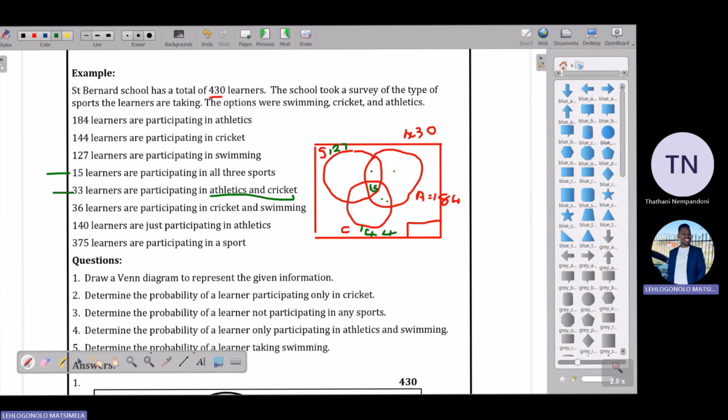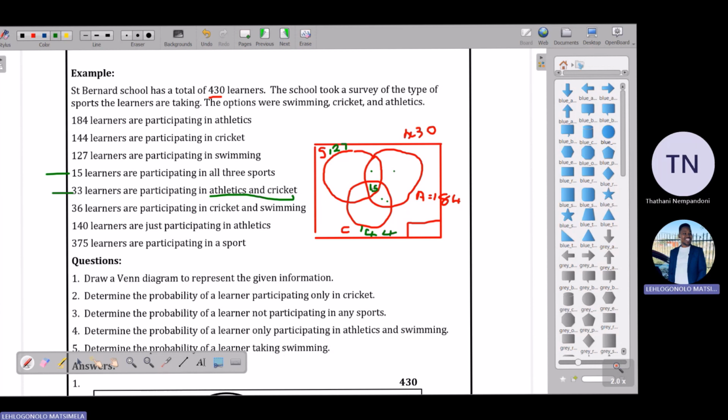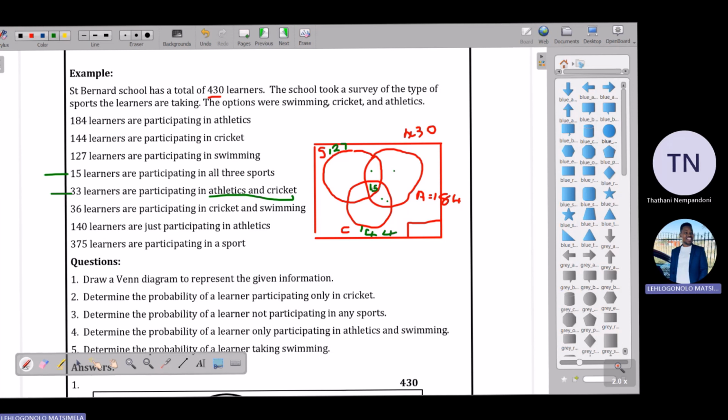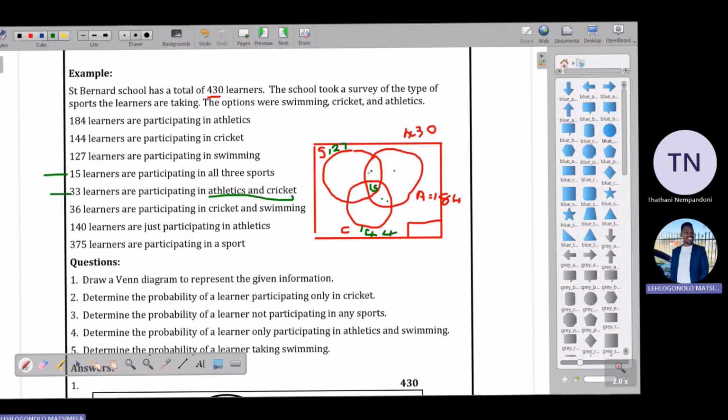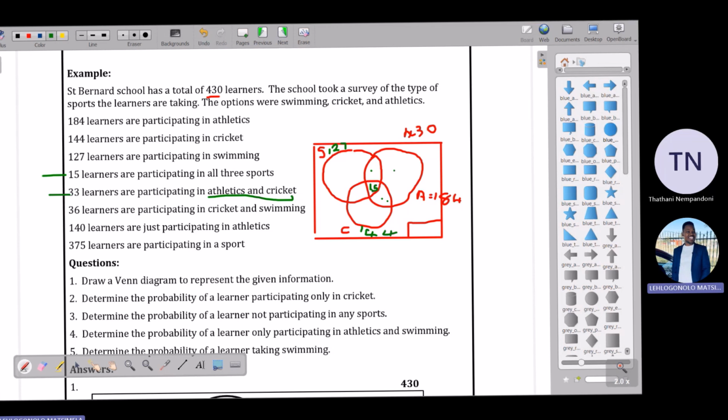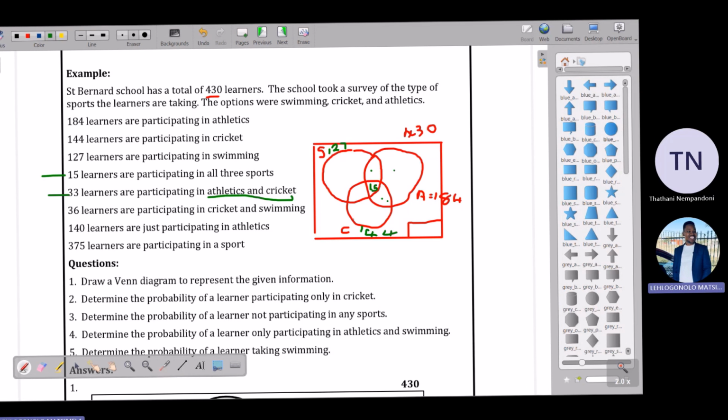So which means out of the 15 that are doing athletics and cricket, regardless of swimming, because they didn't talk about swimming, but they must be doing athletics and cricket, no matter whatever sports you are doing, as long as you are doing athletics and cricket. So they are 33 in total. So the 15 still form part of 33. So which means we are having what? We are having the number that when we add with 15, it must give us 33. So we're going to say 33 minus the total of 15 that we have so far, which should give us the number that are doing athletics and cricket at the same time.